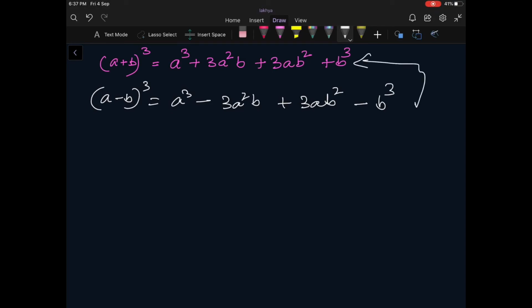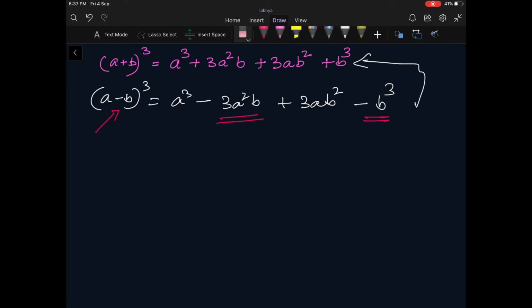Here you see this is similar to this one, but here this term b is negative. That's why only those two terms are negative where the power on b is odd. Here it is 3, here the power is 1. Okay, so that's the difference in these two identities.